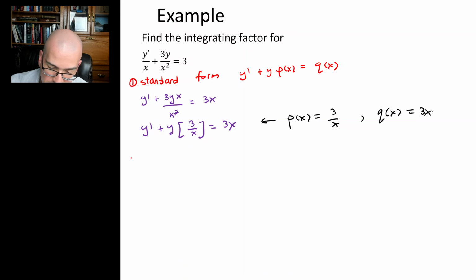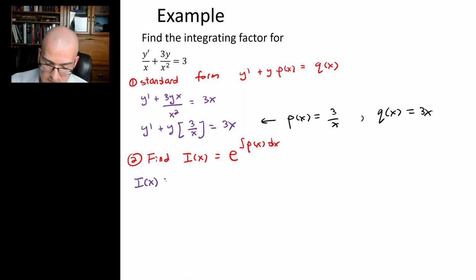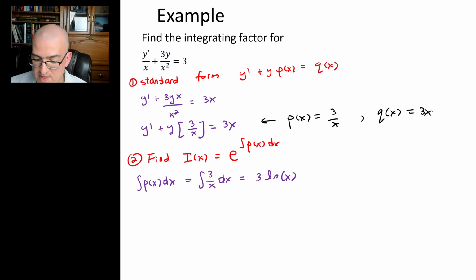Now step 2, find the integrating factor. Okay, so our integrating factor, let's find the integral first, integral p of x. Integral p of x dx is equal to the integral of 3 over x dx, which is 3 times ln absolute value of x, but I'll drop the absolute values and we'll ignore the plus c.